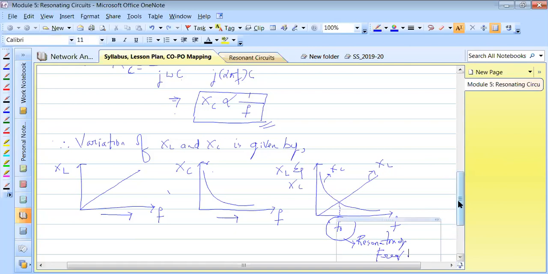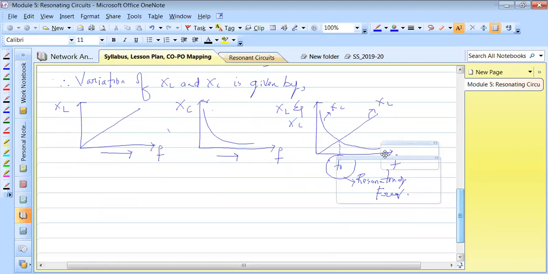Understand that? What is resonating frequency? Resonating frequency is the frequency at which you have the value of XC and XL equal at this point. This is the point I'm talking about. Everybody is okay with that? So when do you think the circuit would resonate now? The circuit would resonate when the reactance of the capacitor is equal to the reactance of XL, or when both the capacitive reactance and inductive reactance are equal, we can say the circuit would resonate, and the frequency at which they become equal is called the resonating frequency.